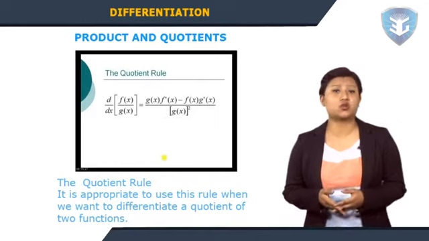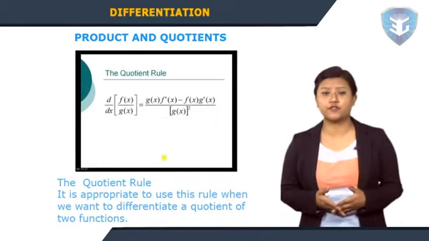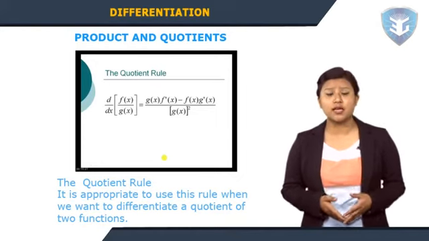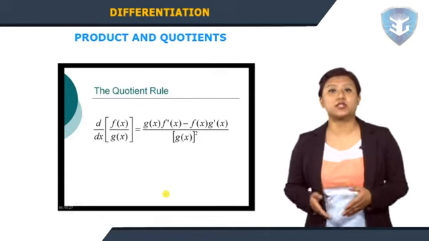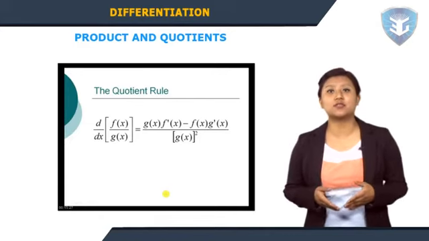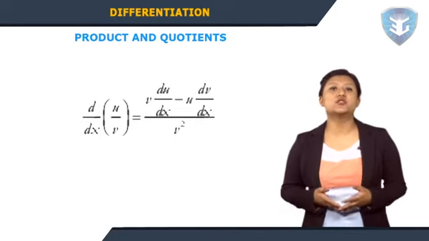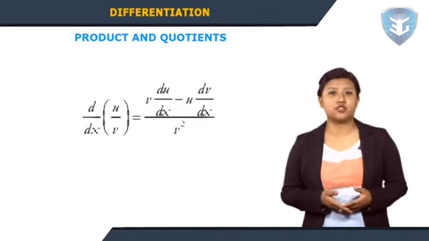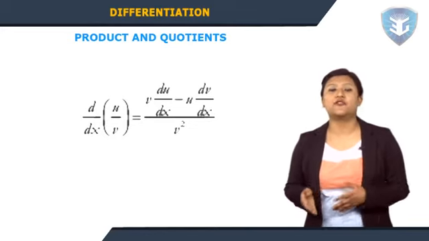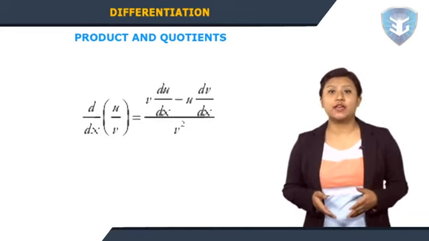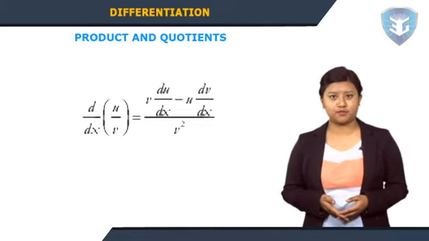Now we will talk about the quotient rule. It is appropriate to use this rule when we want to differentiate a quotient of two functions, that is, one function divided by another. For example, y equal to e to the power x by sine x is a quotient of the functions e to the power x and sine x. In the rules which follow, we let u stand for the function in the numerator and v stand for the function in the denominator. If u and v are functions of x, then to find the quotient rule, look at the equation shown on the screen.